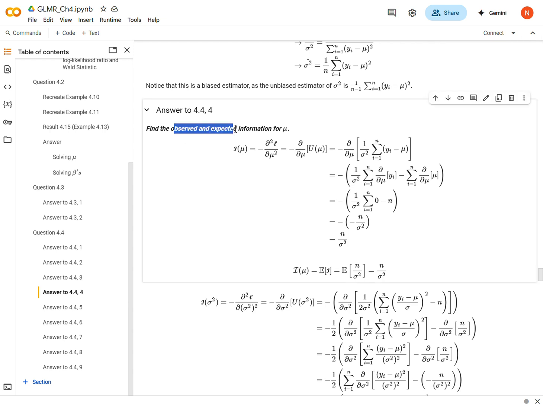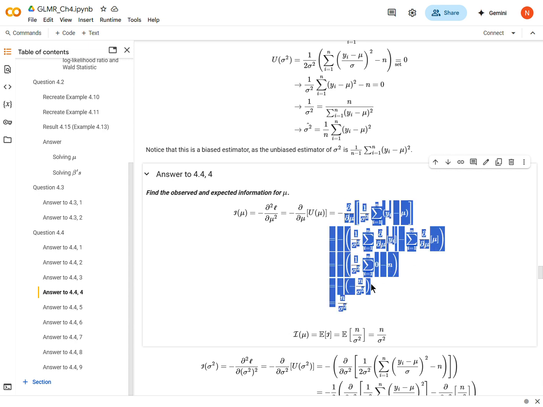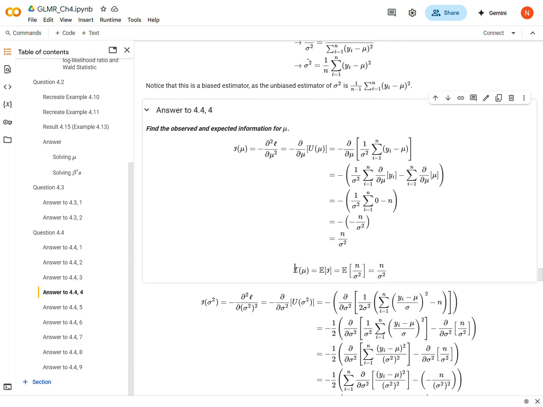Okay, so now we're going to find the observed and expected information for mu, and of course for sigma squared. What is the observed information? Well, the observed information is just the negative derivative of the score function. The score function was the first derivative of the log likelihood, which means that the observed information is the negative second derivative of the log likelihood. If I take the derivative of the score function for mu, this guy right here, you can do it for yourself, but you come out with this. Now what is the expected information? It's the expectation of the observed information, and here they end up being the same thing, I believe. I'm saying all of this as though I'm 100% sure that I have not made a mistake, but if you catch a mistake, please let me know.